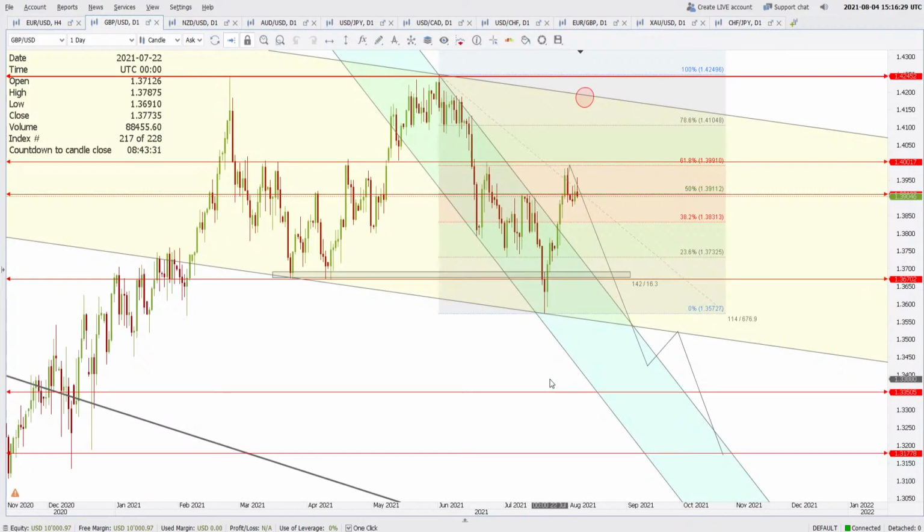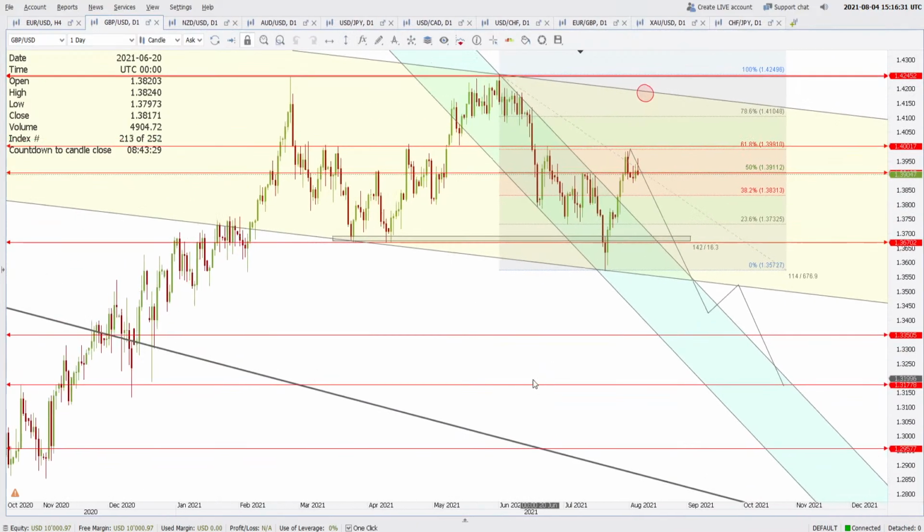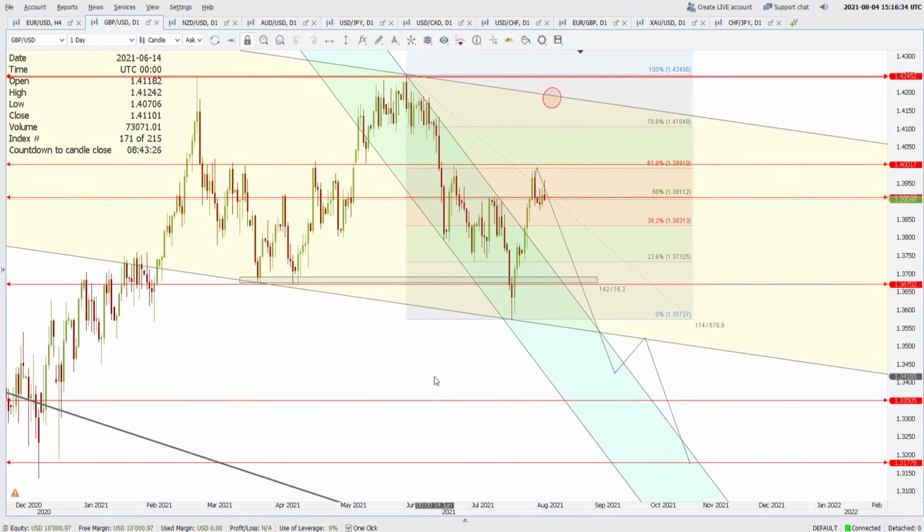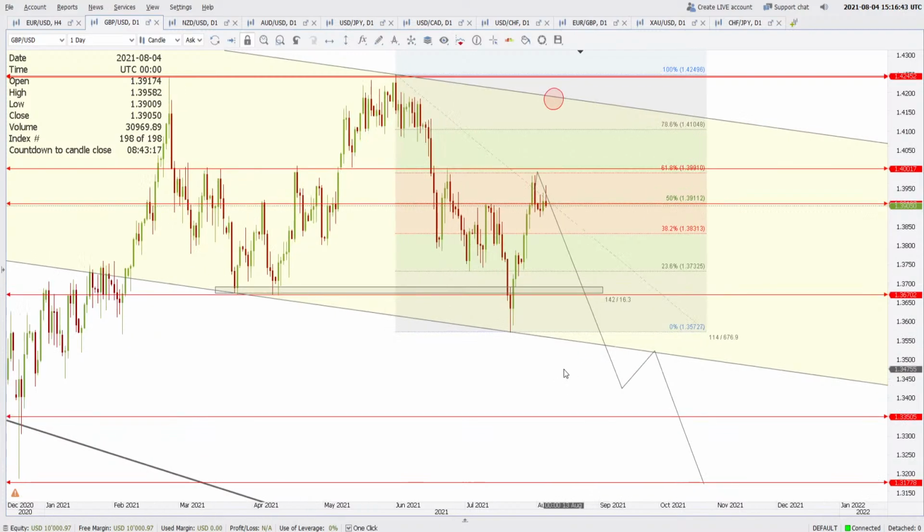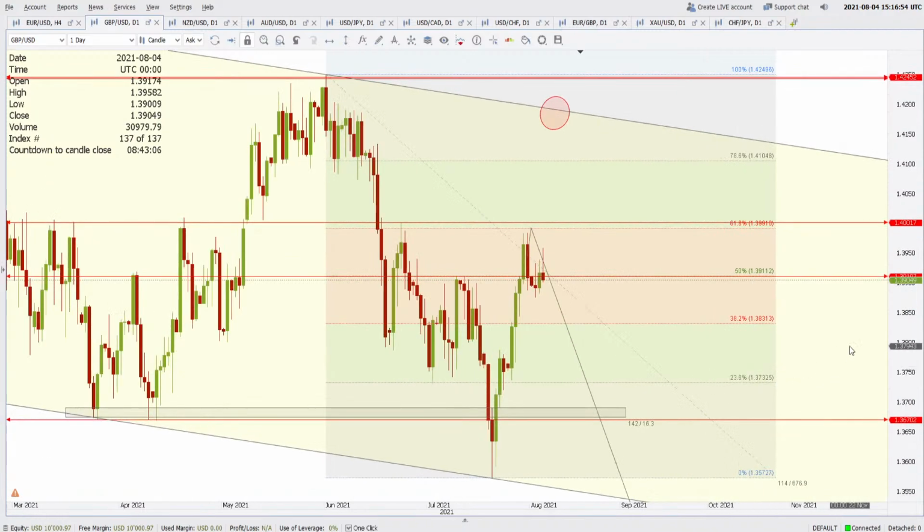Talking about the Great Britain pound, here also there's a lot of clutter. Okay, this channel is broken. I am relieving this channel from this area, and the price is actually struggling between 61.8 and 50% of the previous fall, and it also includes the important price level on the chart that we have marked here at around 1.3910 levels. The price is struggling in this range.